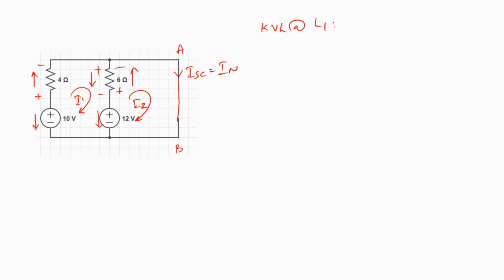Applying KVL at loop 1, what I get here is minus 10 plus 4I1 plus 6 times (I1 minus I2), because the two directions are opposing each other, plus 12 is equal to 0. Then we get 10I1 minus 6I2 is equal to minus 2.